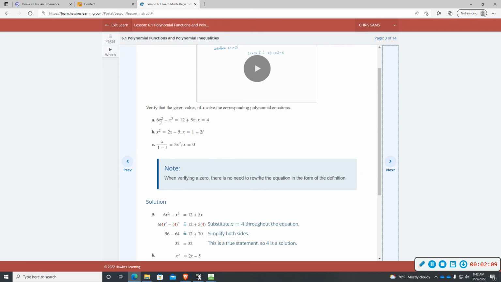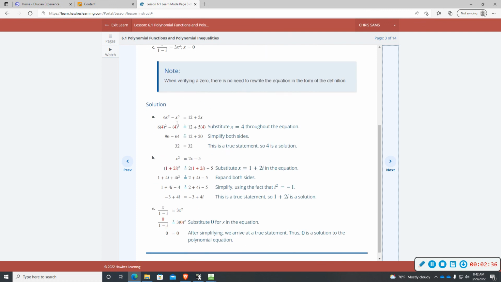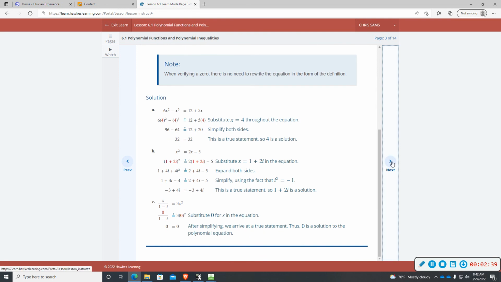So you have 6x squared minus x cubed, and then you have 12 plus 5x on the other side. This is an equation. You would move everything to one side, and then the 3, being the largest exponent, would be your degree. They want to know if x equals 4 is a zero. So you would plug that in. This is what they're doing with example 1, checking to see that both sides are equal, and so it's a true statement. And then you can do that with the other examples as well.